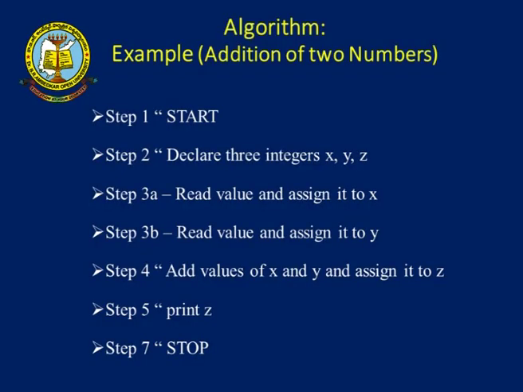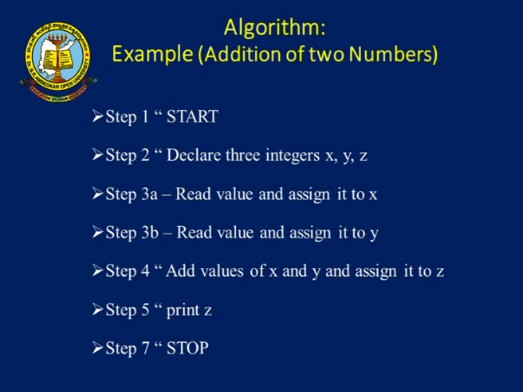Let us see one example of an algorithm: addition of two numbers. This is our program, addition of two numbers. As we have already discussed, an algorithm is a step-by-step process. The very first step of an algorithm is the beginning of the algorithm, that is, start. And the second step is, as we are adding two numbers, we need to have three variables. One variable is used to hold one number, another variable is used to hold another number, and the third variable is used to store the result.